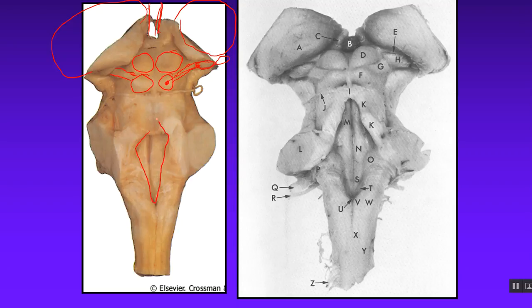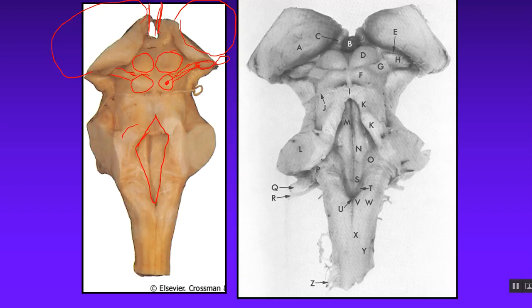This space right here is called the rhomboid fossa. So the rhomboid fossa is basically the floor of the fourth ventricle. We've taken the cerebellum off the back of the brainstem. When you have the cerebellum in place, that space between the cerebellum and the brainstem is the fourth ventricle. So when you pull the cerebellum off, this little rhomboid fossa is considered the floor of the fourth ventricle. Okay.